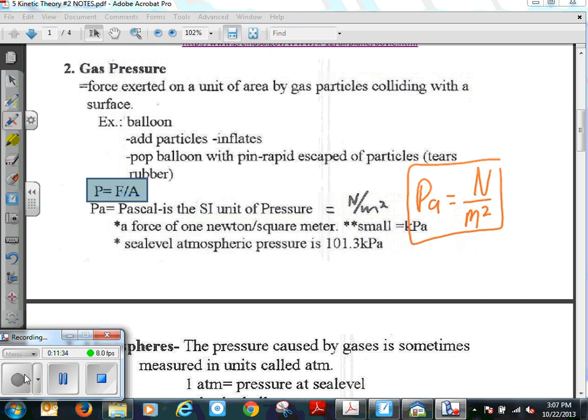Okay, so 1 Newton. Newton is the label for force. So force is labeled in newtons, and the area is a square unit. Meters squared is what we normally use for physics.